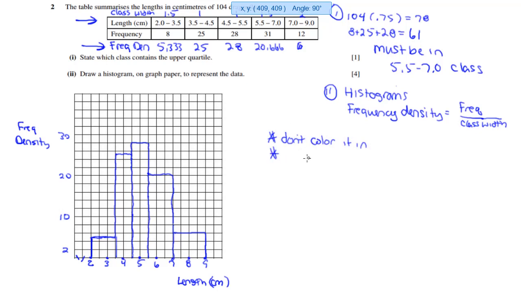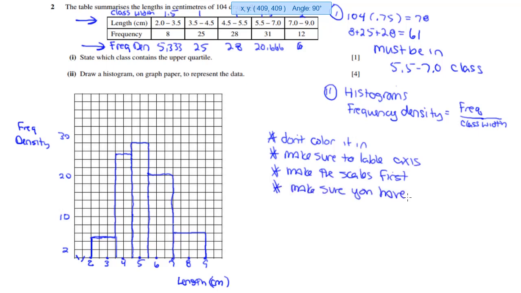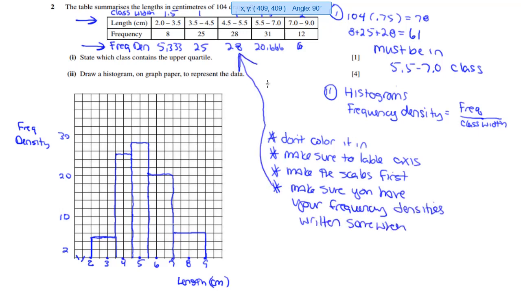So it's tempting, but don't bother coloring in, just a waste of time. Make sure you label the x and y axis. And make sure that you do the scales first. Remember, the x scale doesn't have to be matching up with the class widths. And make sure your frequency densities are written somewhere with a problem where they can see them so they know what you got. In case you graphed it somewhere weird, they can tell that at least you did it with the frequency densities. And be neat, but don't be crazy and spend tons and tons of time doing it.